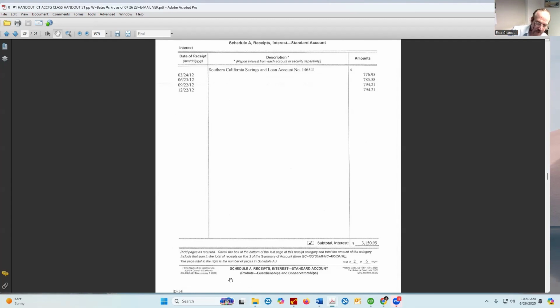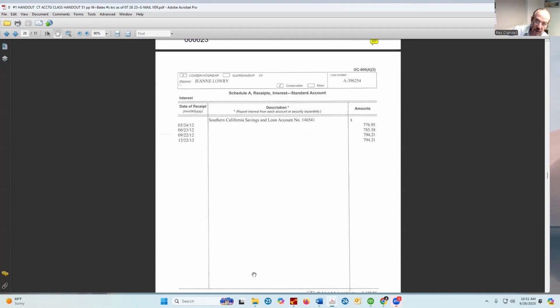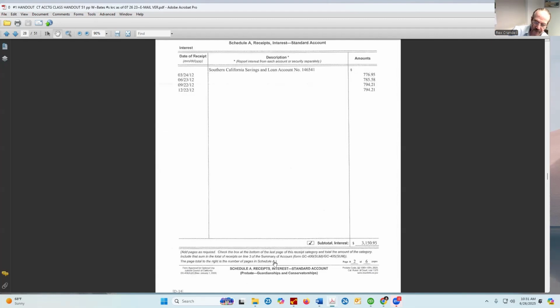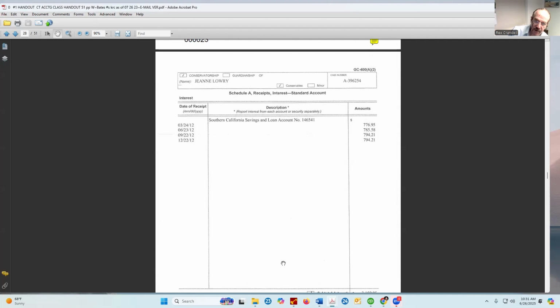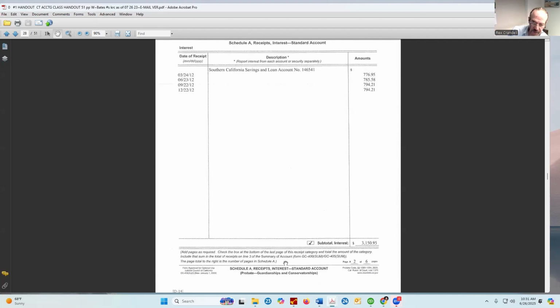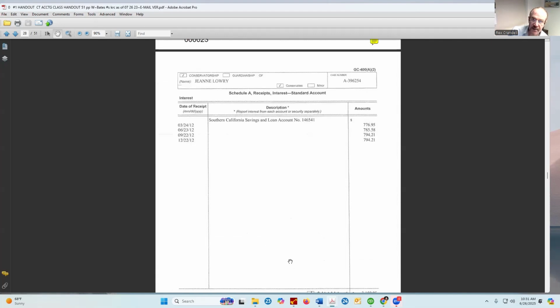Here I point out again, from a different viewpoint, it says this form is approved by Judicial Council for optional use, not required. If you want to use it, fine. If you have a spreadsheet, fine. We're covering the Judicial Council forms. You can reformat your forms as you feel is necessary.